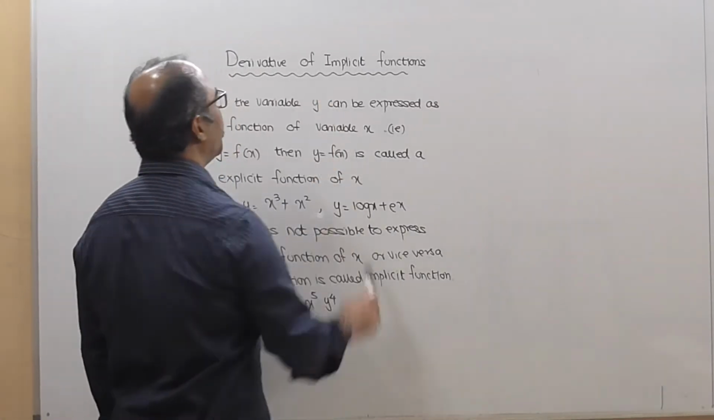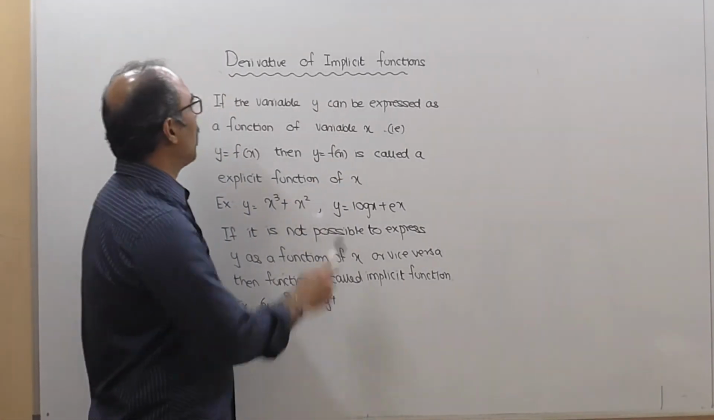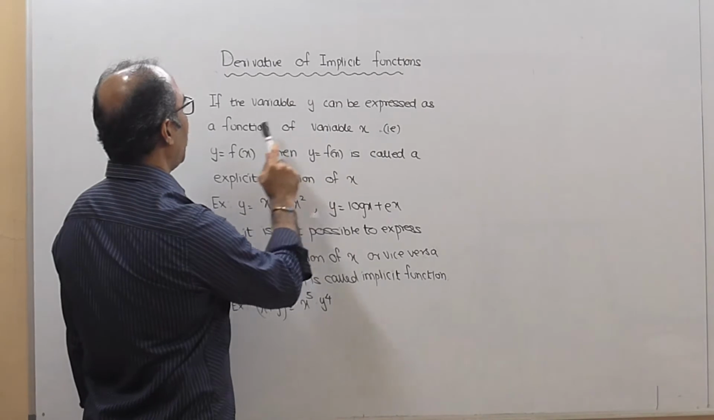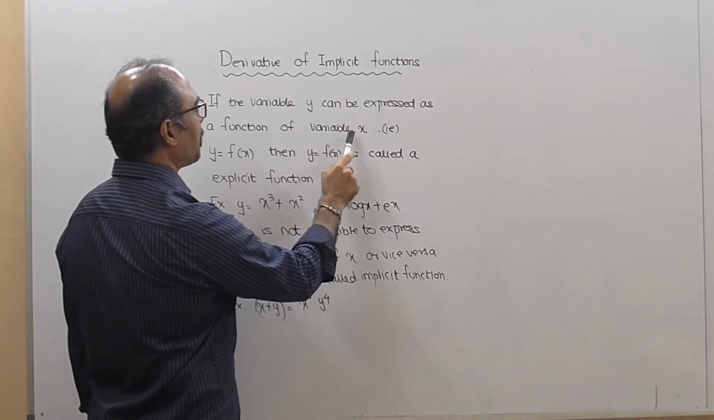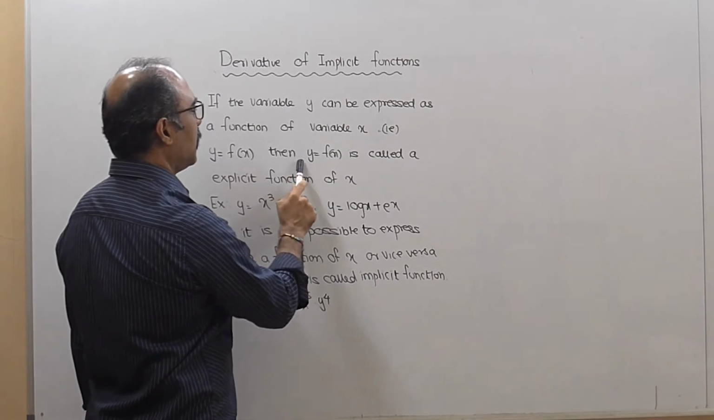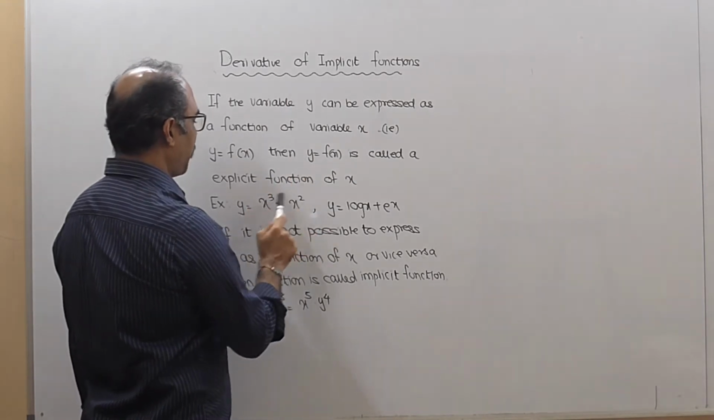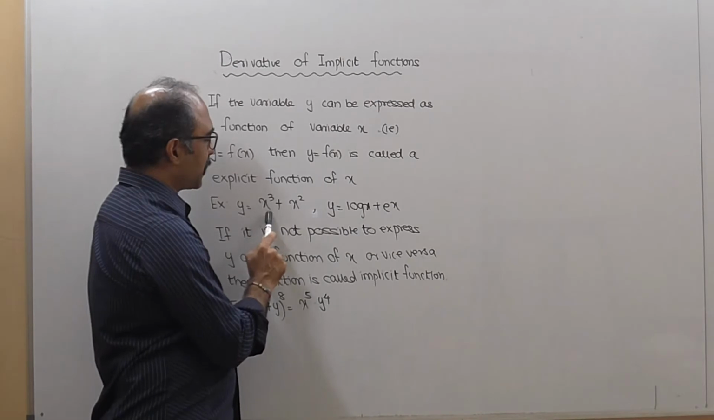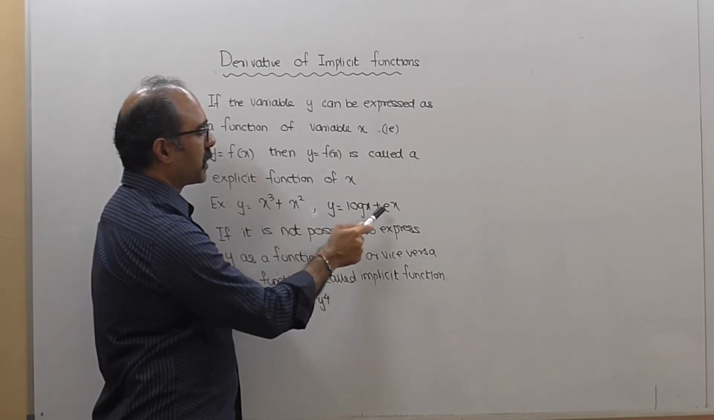Now let's discuss derivative of implicit function. If there is a variable y and it can be expressed as a function of x, that is y equal to f of x, then it is called an explicit function. So y equal to x cube plus x square, y equal to log x plus e raised to x.